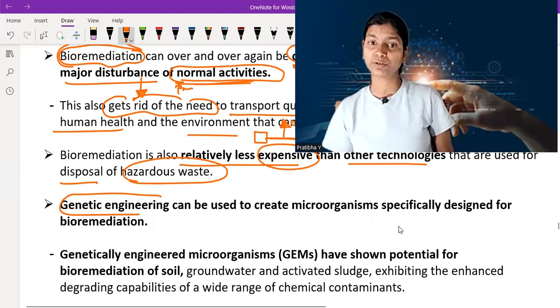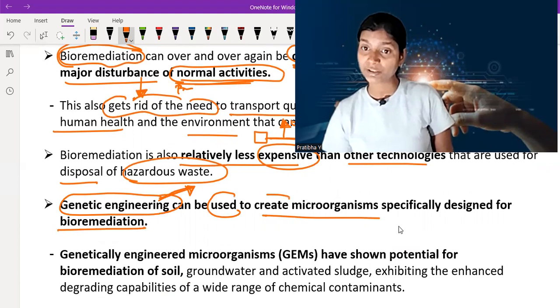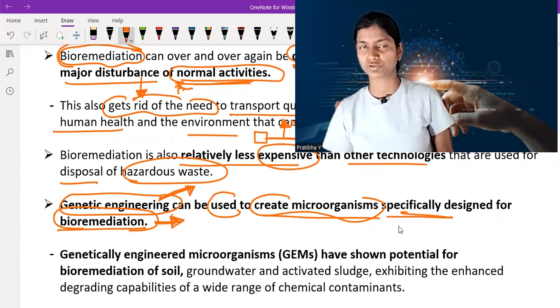Genetic engineering can be used to create microorganisms specifically designed for bioremediation. So by using genetic engineering technology, we create microorganisms specifically designed for bioremediation and then use those microorganisms to do that task, to remove and dispose of the waste.